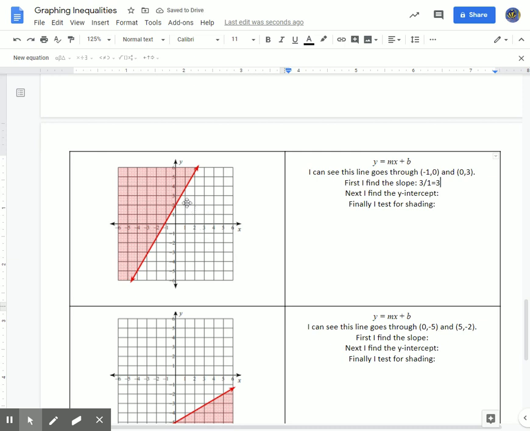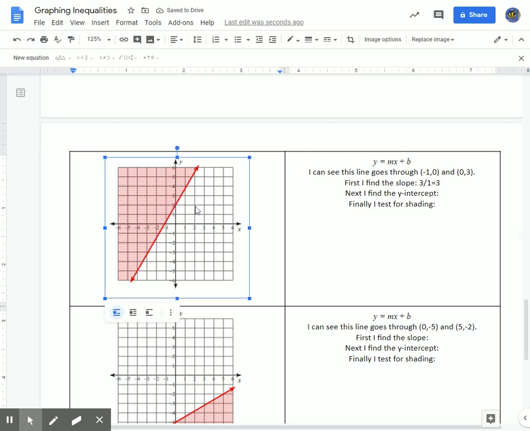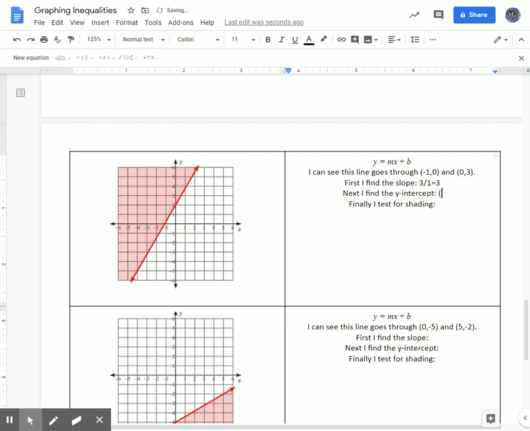Now my y-intercept is right here. That's at 2. So I have a y-intercept at (0, 2). So what does this mean that my equation without the equation symbol is? It's going to be y blank 3x plus 2. So now I want to test for shading. I'm going to use my favorite test point, (0, 0). And I'm just going to plug this in.